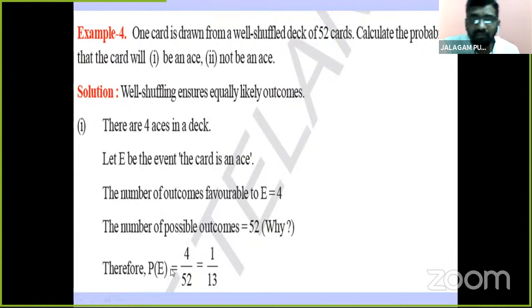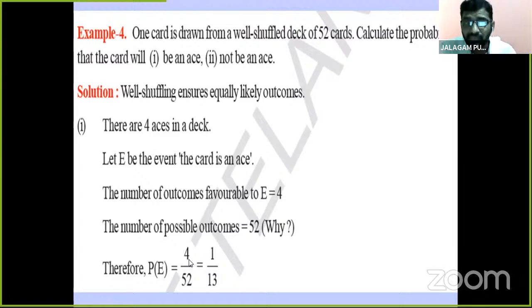So recall the formula. What is the formula? Therefore, P of E, probability of E. E means here the card is an ace. So P of E, probability of the card is an ace, is equal to number of favorable outcomes divided by total number of possible outcomes. So here 4 by 52 simply.